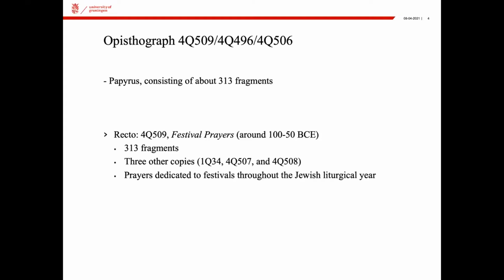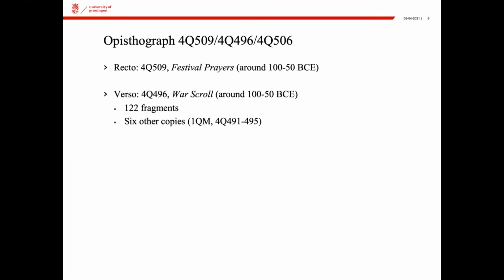Now, if we imagine flipping the scroll in vertical direction, like this, then we find 4Q496 on the verso, on the backside of the first 122 fragments. And this is one of the seven witnesses of the War Scroll. There's a continuous scholarly debate regarding many different aspects of this text, such as its genre, its compositional history, and the relation between the big 1QM scroll and the other copies of this text.